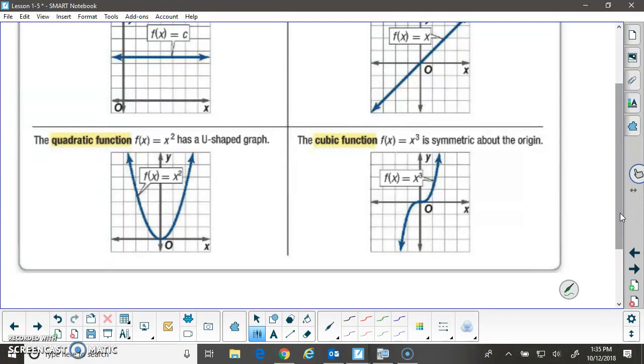The next is a quadratic function. This produces U-shaped parabola curves, as you can see, and the equation is just f of x equals x to the second. The next is a cubic function, and a cubic function has to have an x to the third in the equation, and the graph looks something like this. It's half of a parabola going up and half of a parabola going down.